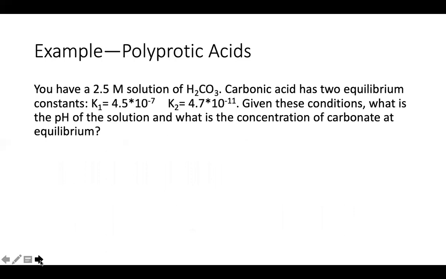Okay, so let's look at a classic example. Again, we're going to be looking at the carbonic acid example. Let's pretend we have an initial concentration equal to 2.5 molar. They give us the equilibrium constants, and they say, given these conditions, what is the pH of the solution and the concentration of carbonate at equilibrium? Again, these are the two things they most frequently ask for in a polyprotic acid problem.